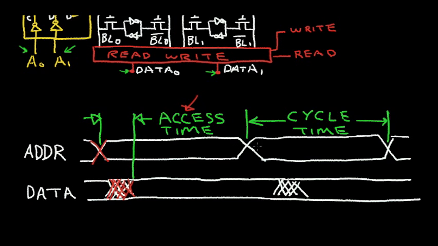Another important time is the cycle time. The cycle time tells me how often I can change my address, or what is the maximum rate at which I can change the address and grab a new chunk of data.